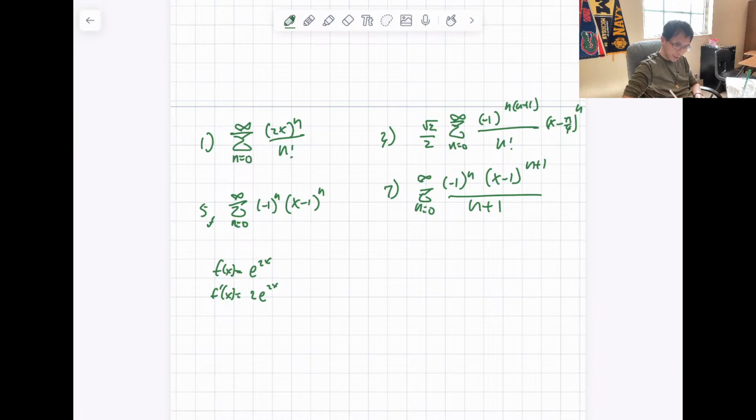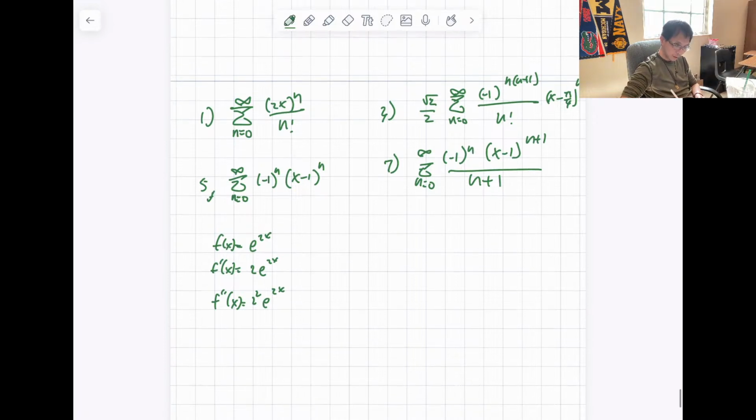So for e to the 2x, f double prime of x is equal to 4e to the 2x, which is 2 times 2. I'm going to write down 2 to the second power. Is that okay? After the third derivative, that is going to be 2 to the third power e to the 2x. The fourth derivative is going to be 2 to the fourth power e to the 2x.